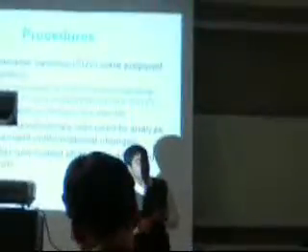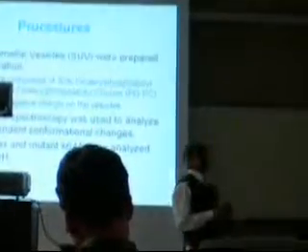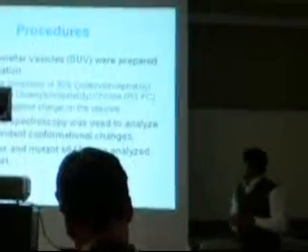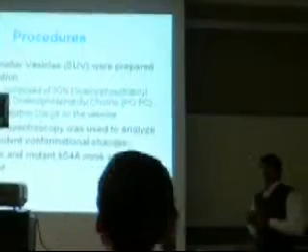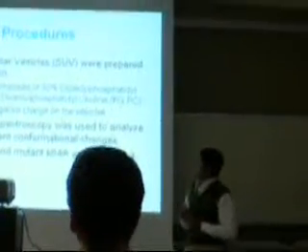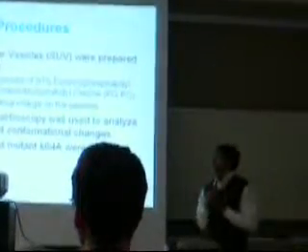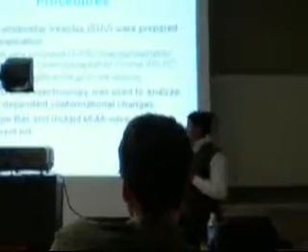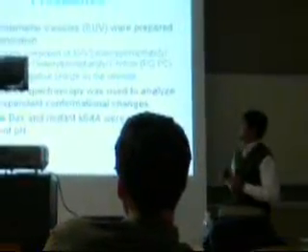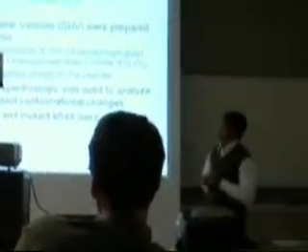So my procedures: I have prepared small unilamellar vesicles with 30% dialyl phosphoryl glycerol and 70% dialyl phosphoryl choline, which means that I have 30% single negative charge on my lipid vesicles. Fluorescence spectroscopy was used to analyze pH-dependent conformation changes. Wild-type BAX and mutant K64A were analyzed at different pH. So these are my results, and I'll be talking about them.